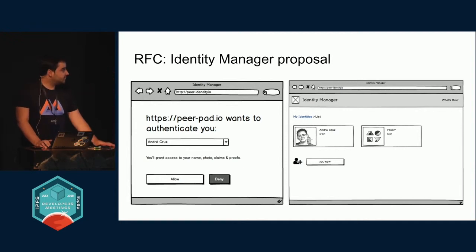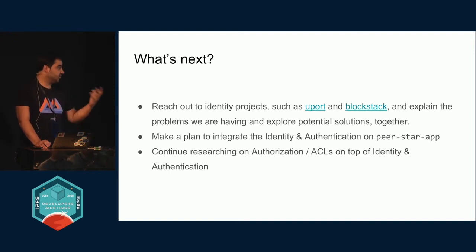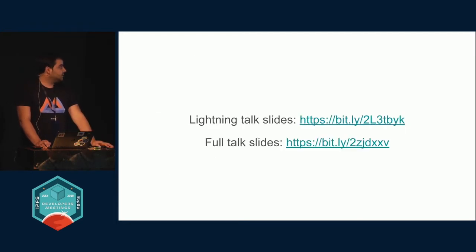I have here some mock-ups, but you can see the complete set of mock-ups in the RFC as well. So what's next for the working group? We are going to reach out to projects such as Uport and Blockstack and explain the problems that we're having, and possibly work together to find a solution for those problems. We need to make a plan to integrate anything about identity and authentication on PeerStar app, which is a library I will be speaking about tomorrow. And also, we should resume and continue the research on authorization and permissions as ACLs on top of these identity and authentication as well.